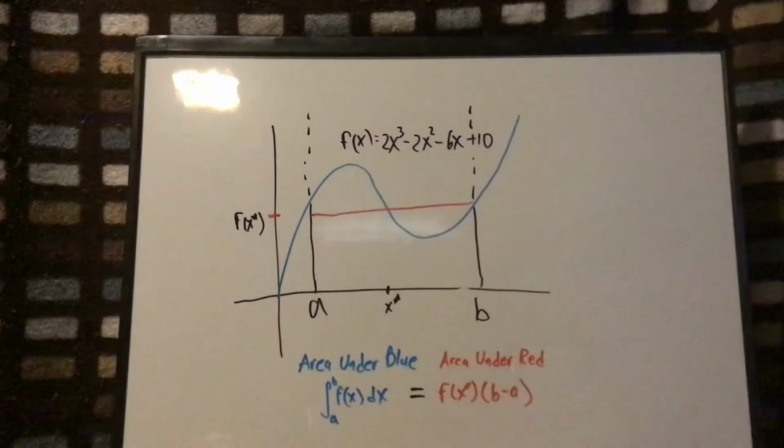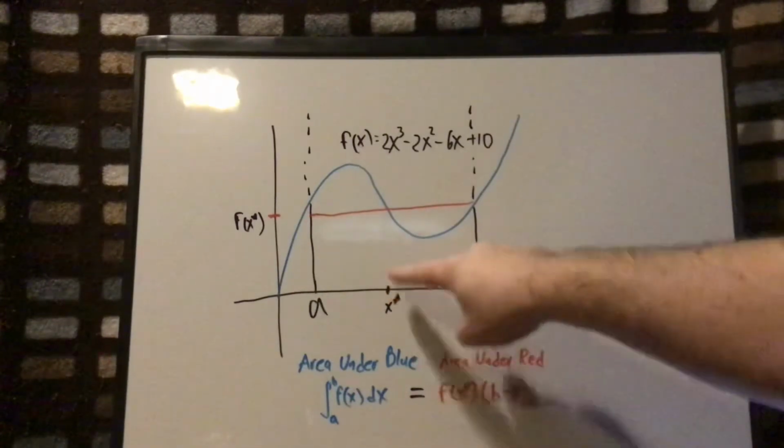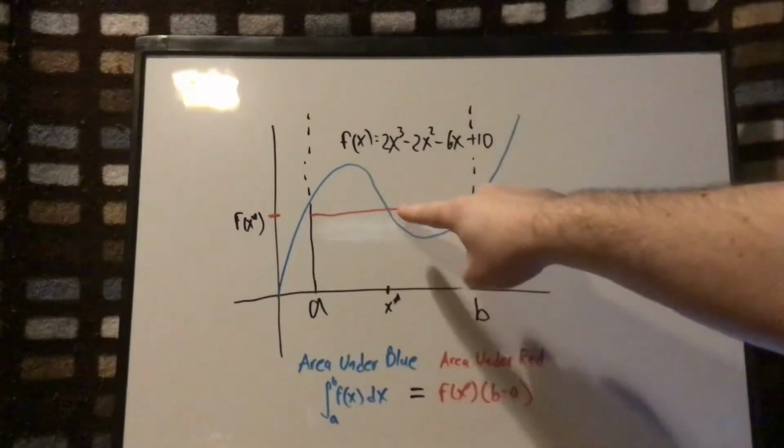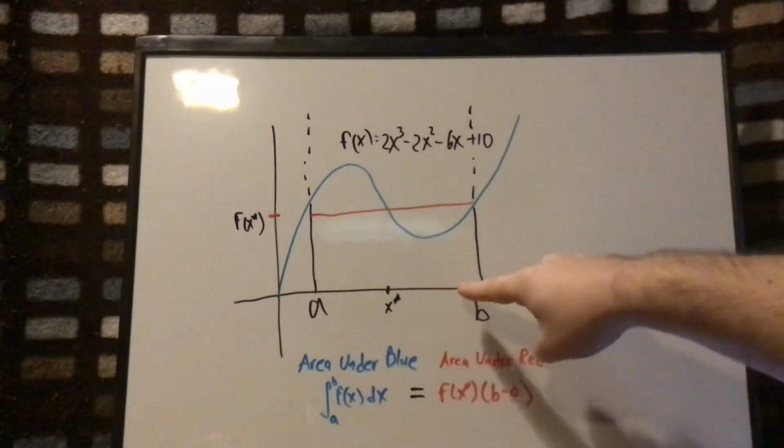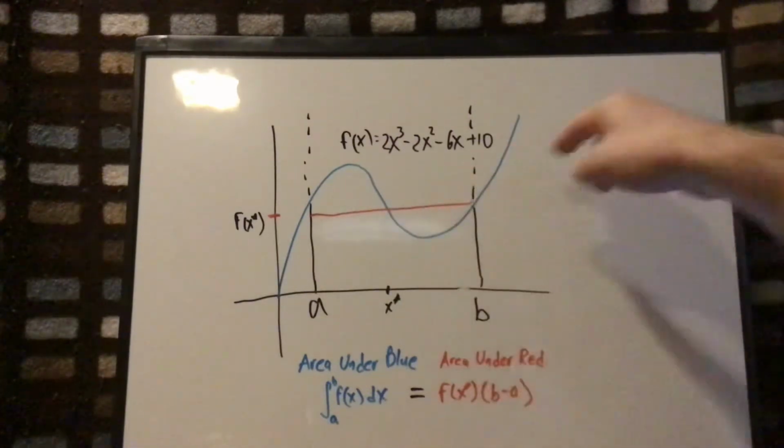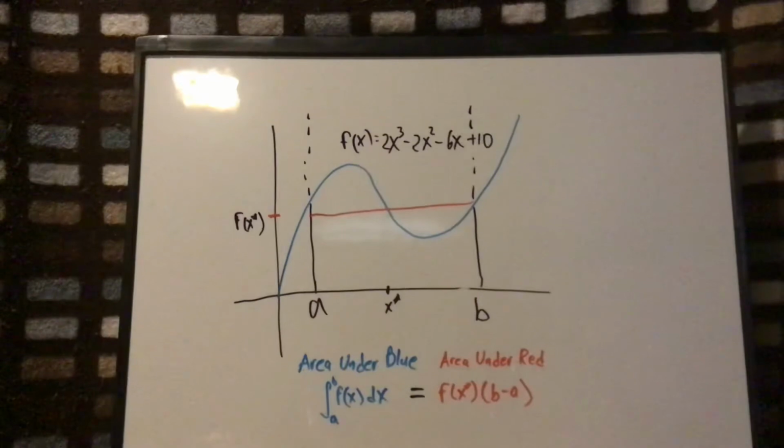Now, there could be more than one spot that fulfills this. In my picture, there's really only one spot. This is x star. There's f of x star. But there might be other spots, depending on the curve, where it hits that height several times. The bottom line is that the theorem says there must be at least one spot. There could be multiples.